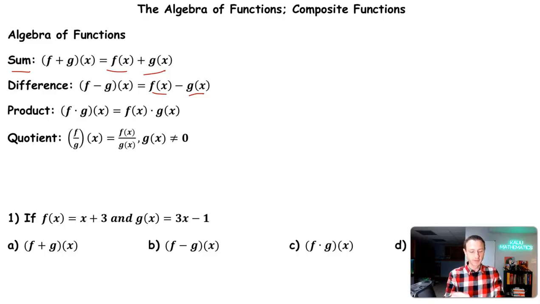The product, f times g of x, is f of x times g of x. And then the quotient, f divided by g of x, is equal to f of x divided by g of x, where g of x cannot equal 0.